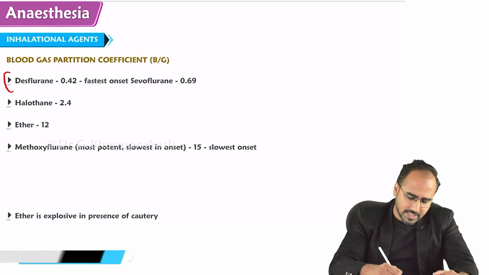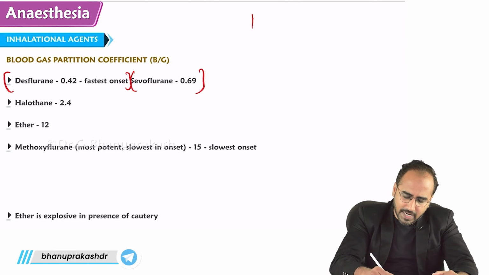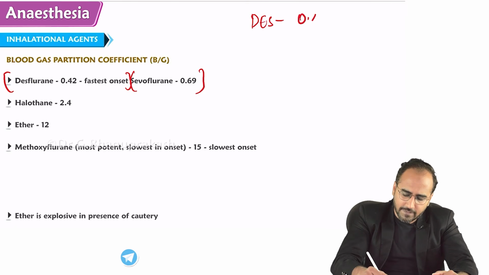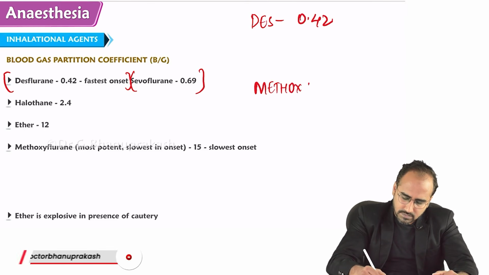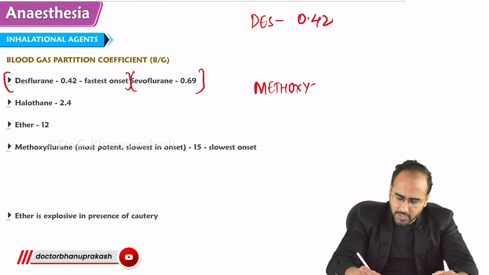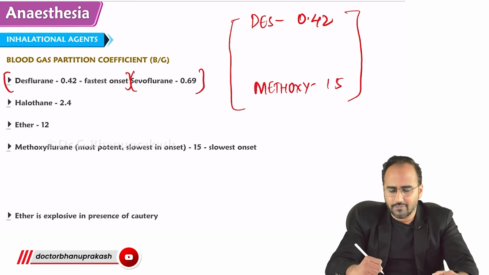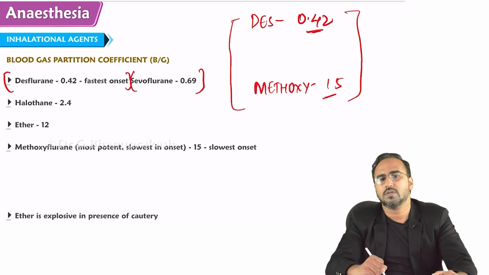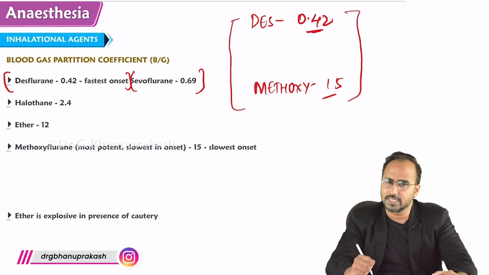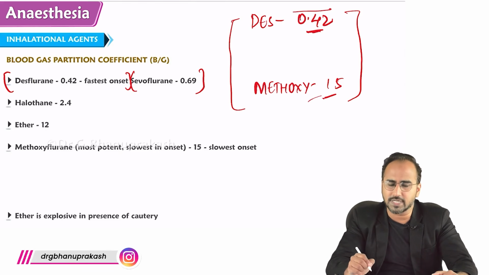There are some examples such as Desflurane. The fastest onset is Desflurane. The second fastest is Sevoflurane. Desflurane is having a blood gas coefficient of 0.42. Then there is Methoxyflurane, which is having a blood gas coefficient of 15. You guys decide now which is the fast and which is the slow onset. Two values are in front of you. I told you high blood gas, slow onset. Low blood gas, fast onset. The blood gas coefficient of Desflurane is 0.42, whereas methoxyflurane is 15.